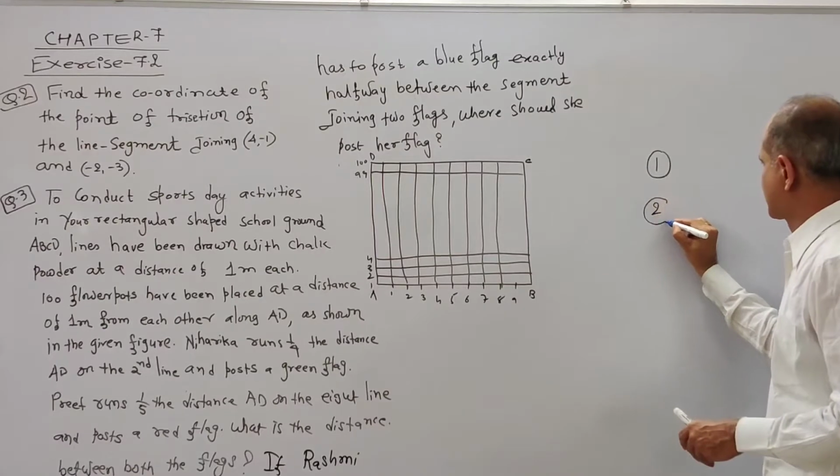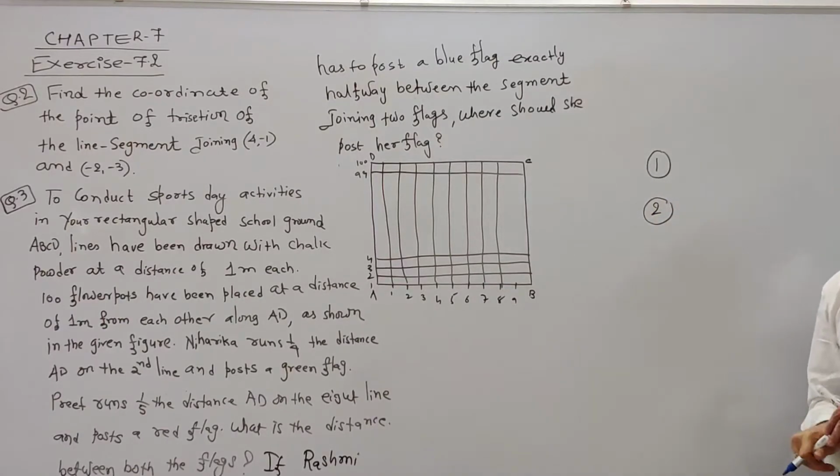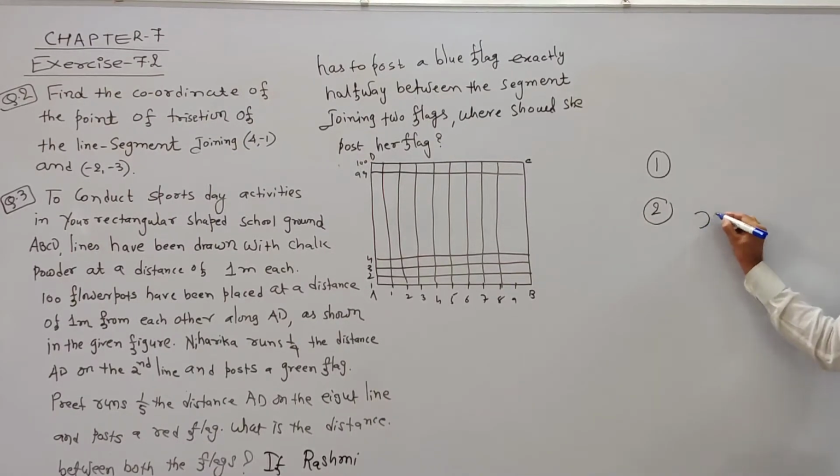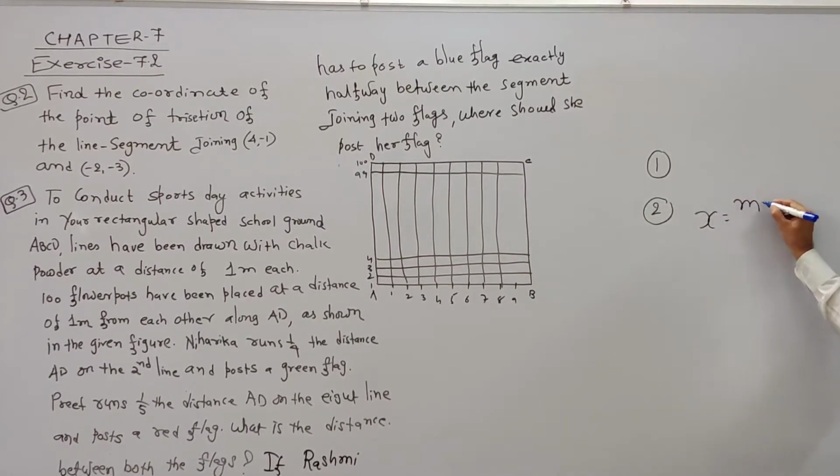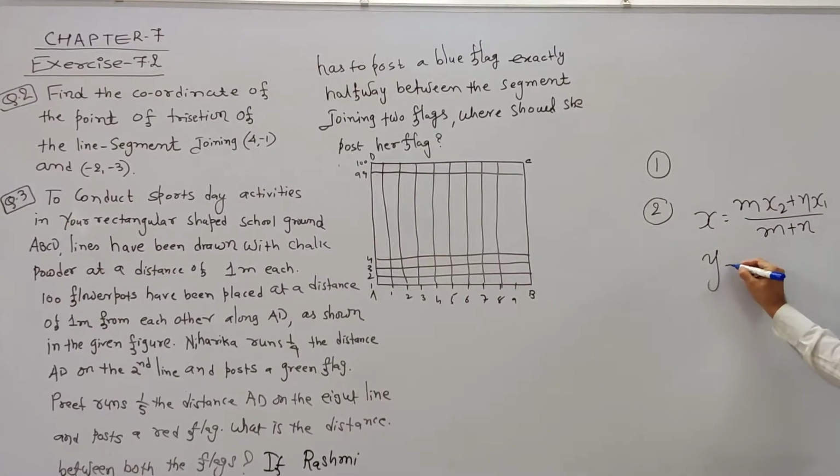We have also discussed section formula. How to find out the coordinate of a point which divides the line segment in the ratio of m and n. So you know the first coordinate x is equal to (mx2 plus nx1) upon (m plus n), and y coordinate is (my2 plus ny1) upon (m plus n).